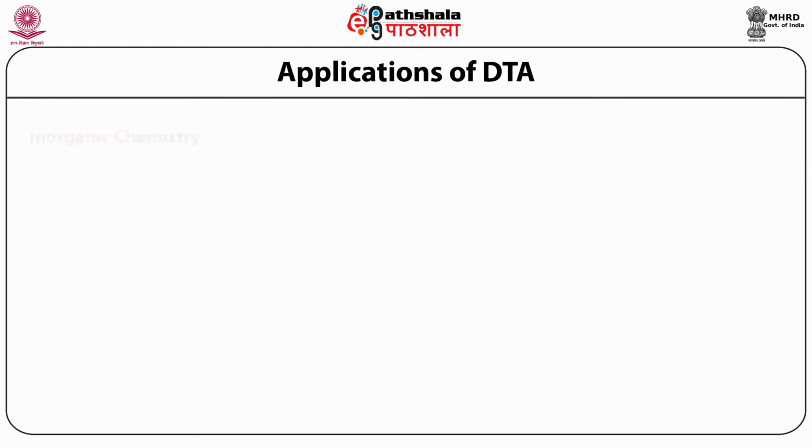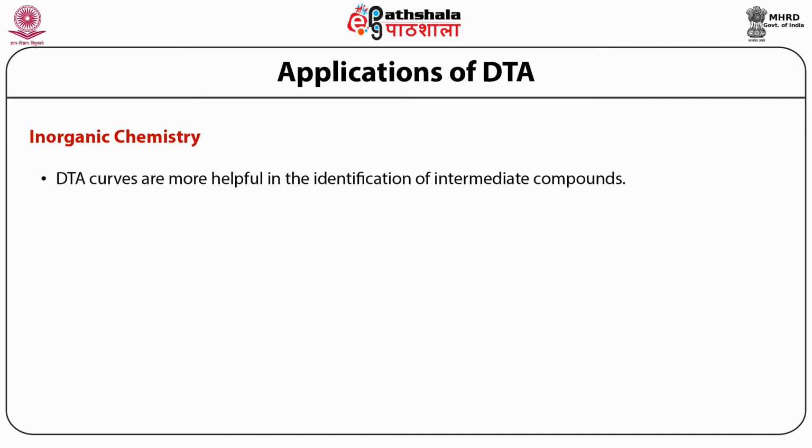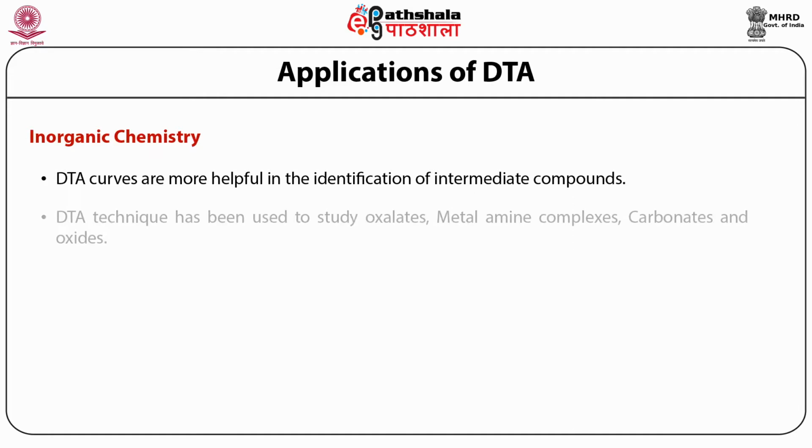Applications to inorganic chemistry. The DTA technique has been used to study the thermal stability of a large number of inorganic complexes. DTA curves are more helpful in the identification of intermediate compounds. The DTA technique has been used to study oxalates, metal-amine complexes, carbonates, and oxides. It has also been used to study the oxides of uranium and plutonium.